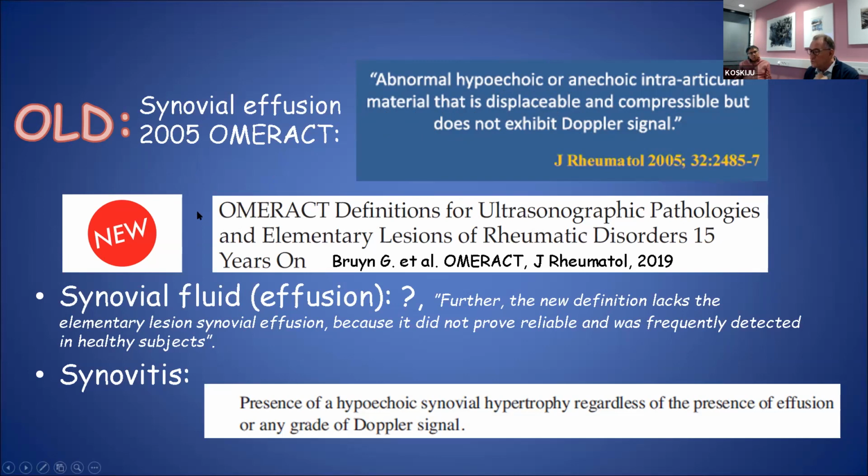But now we have new OMERACT definitions published recently, and it's very strange that they don't like the effusion definition anymore. They say that the new definition lacks the elementary lesion of synovial effusion because it did not prove reliable and was frequently detected in healthy subjects. This is a little bit strange because in practical life, we see many patients whose only lesion is effusion. So I disagree with this. Synovial effusion is still important.